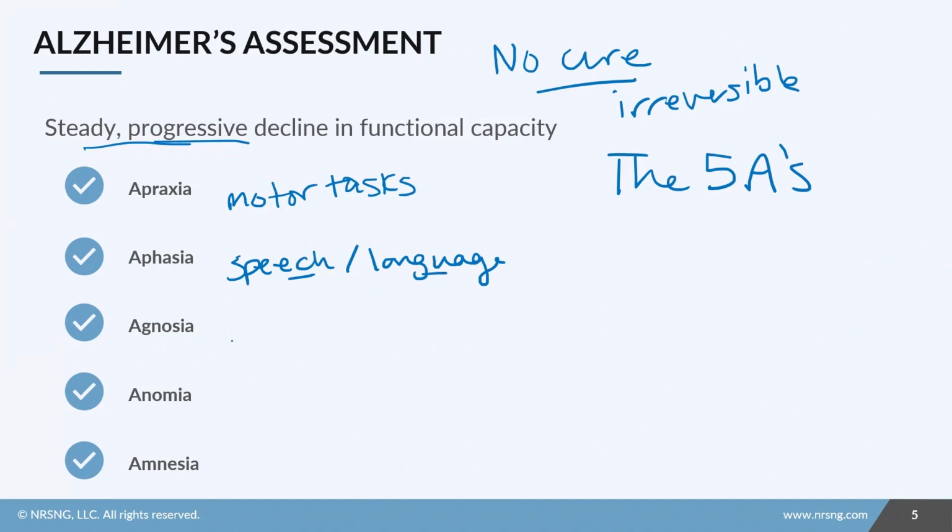Agnosia is when they don't recognize familiar people or objects. Here's how I remember this. Have you ever been out at a store or something and someone waves at you from across the store and you're like, do I know you? Obviously, that guy knows you. Get it? Remember, when we put an A in front of something, it means not. So in Alzheimer's, they see your face, but they don't know you. That's agnosia.